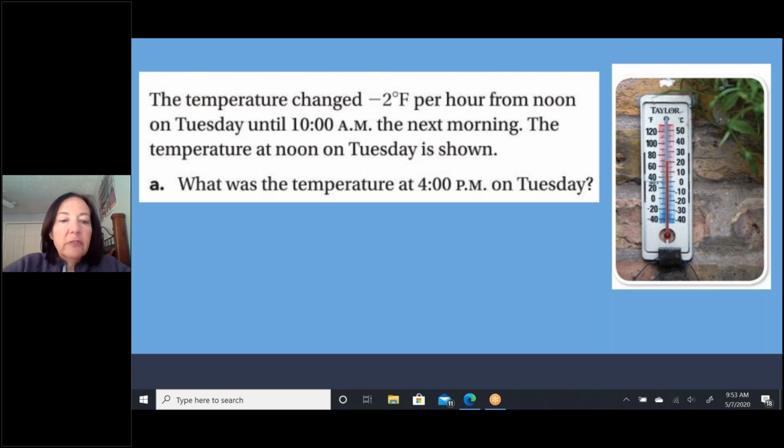You're really close. Started at 12 or at noon, and it was 20 degrees. And then 4 hours passed. And in each of those 4 hours, the temperature fell 2 degrees. So try it again.